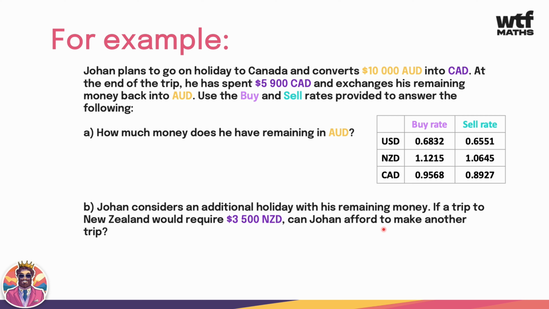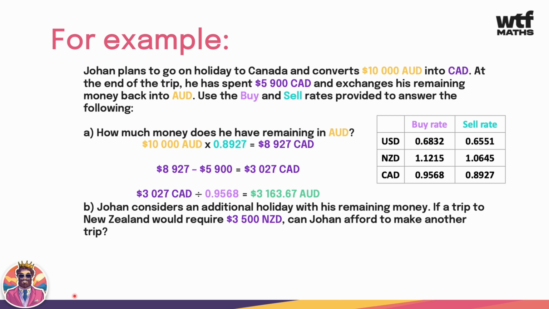So the first thing we need to do is find Canadian dollars right here, and we need to look at the sell rate, because this is the rate that they're selling Canadian dollars to us. So 0.8927. If we use that rate, 10,000 times 0.8927 is $8,927 Canadian. He then spends 5,900 of that, leaving him with $3,027 Canadian, and then we'll have to use the buy rate to go backwards. So the answer should be $3,163.67 Australian.